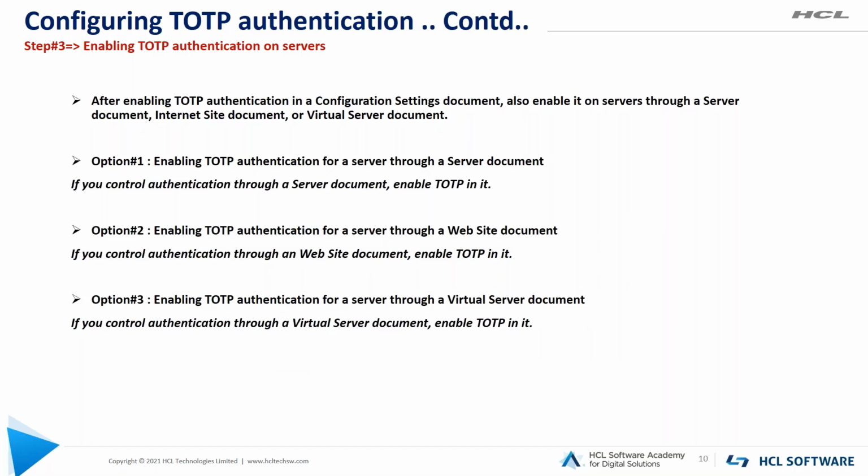In the previous slide, we completed the configuration on the configuration document, and in this slide, we will see what configurations are required for servers. We have 3 options to complete this. Based on your server setting, we can enable TOTP on the server document, internet site document, or virtual server document. In the upcoming slides, we will discuss the first two options, that is enabling TOTP via server document and internet site document. Enabling through the virtual server document is almost similar to the others. Moving to next slide.